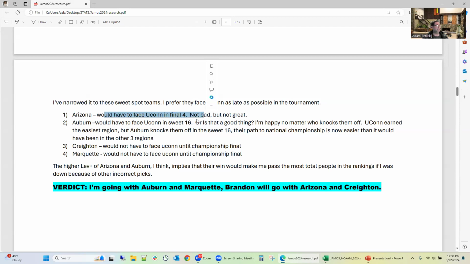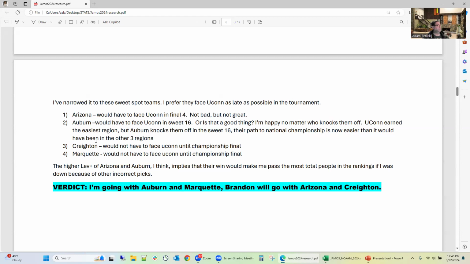It's not bad, but it's not great either. Auburn would have to face UConn in the Sweet 16. That could be a blessing or a disguise. They could get knocked off and my bracket is busted. But you have to remember, UConn earned the easiest region, right? So if they do knock off UConn, they have an easier rest of their way to make it to the Final Four. Their path is easier. So I'm intrigued by that.